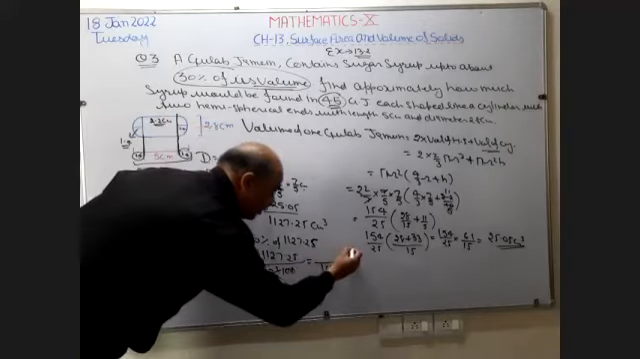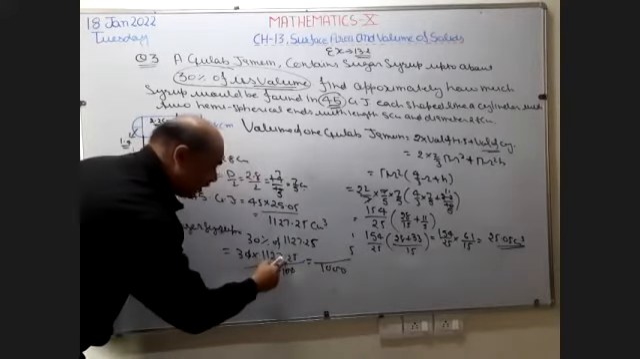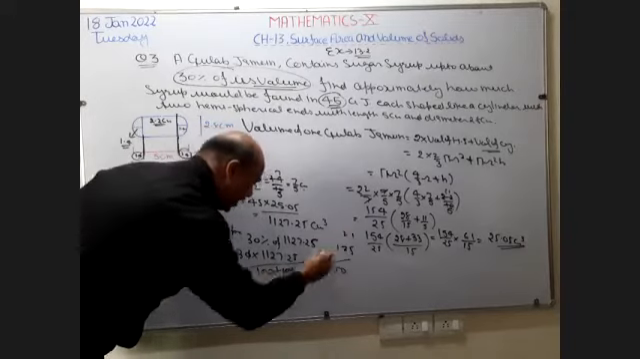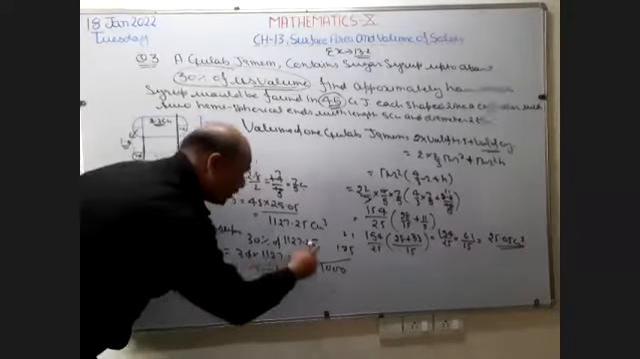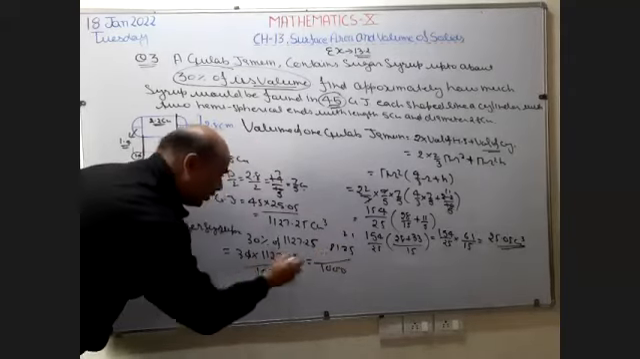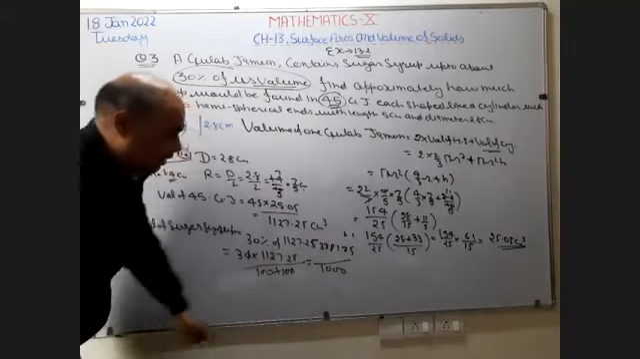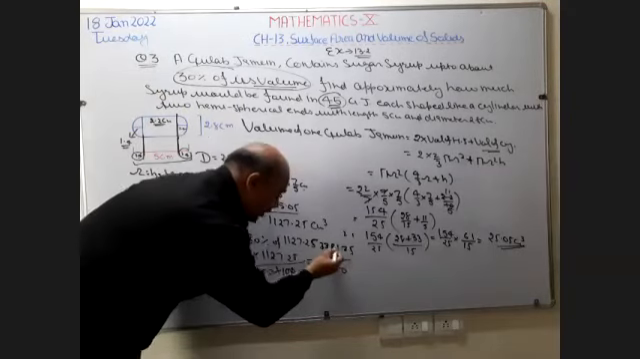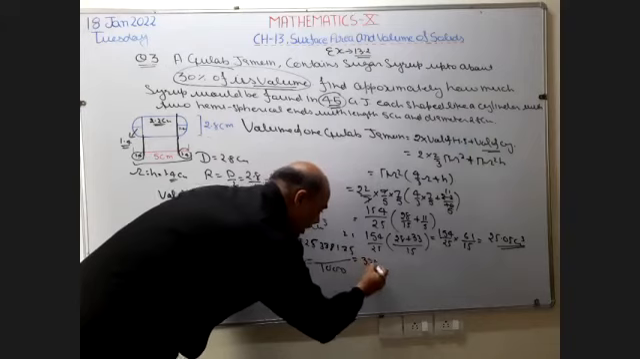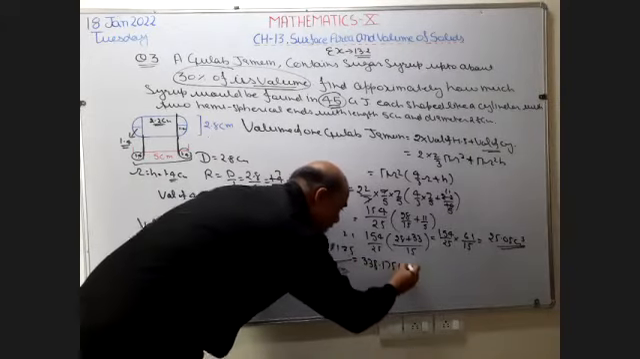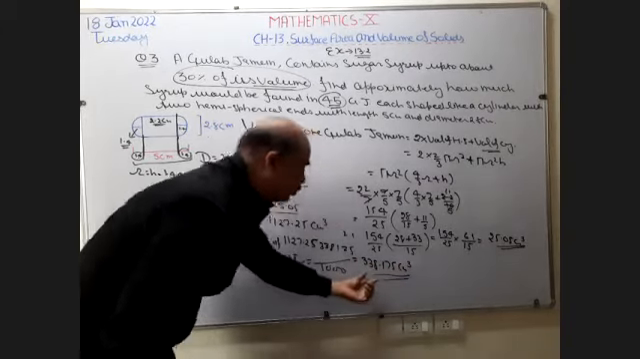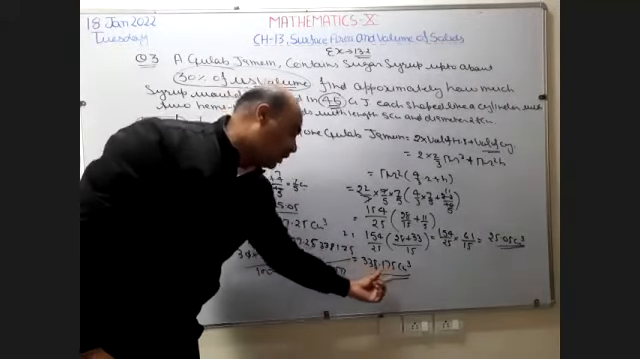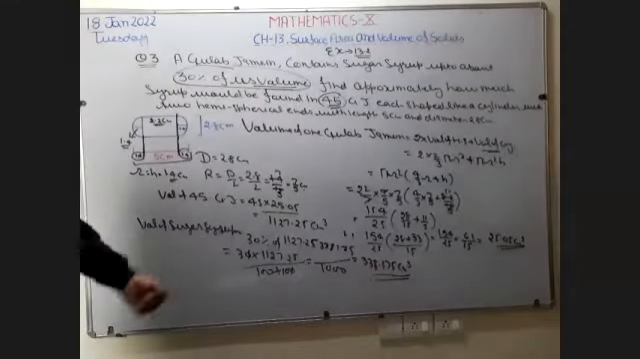3 5s are 15. 1 is left. 3 2s are 6. 6 plus 1, 7. 3 7s are 21. 2 is left. 3 2s are 6. 6 plus 2, 8. Now 3 1s are 3 and 3 1s are 3. Okay. Since 3 zeros are in the denominator, take your decimal at this place. So the answer will come 338.175 centimeter cube. So this is the volume of sugar syrup, which is 338.175 centimeter cube. Okay. I hope it is clear now.